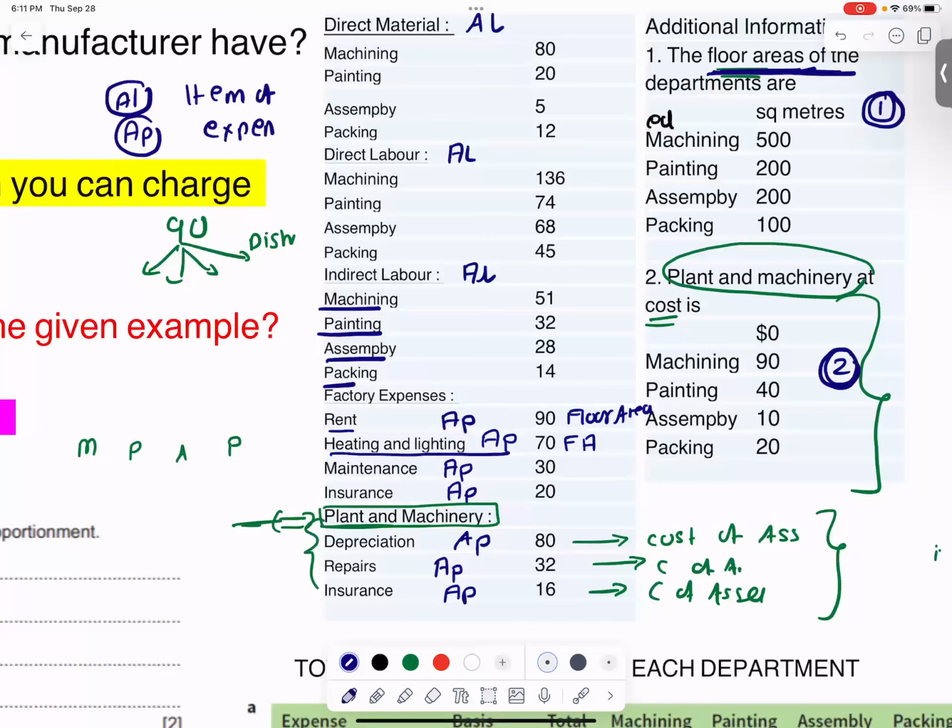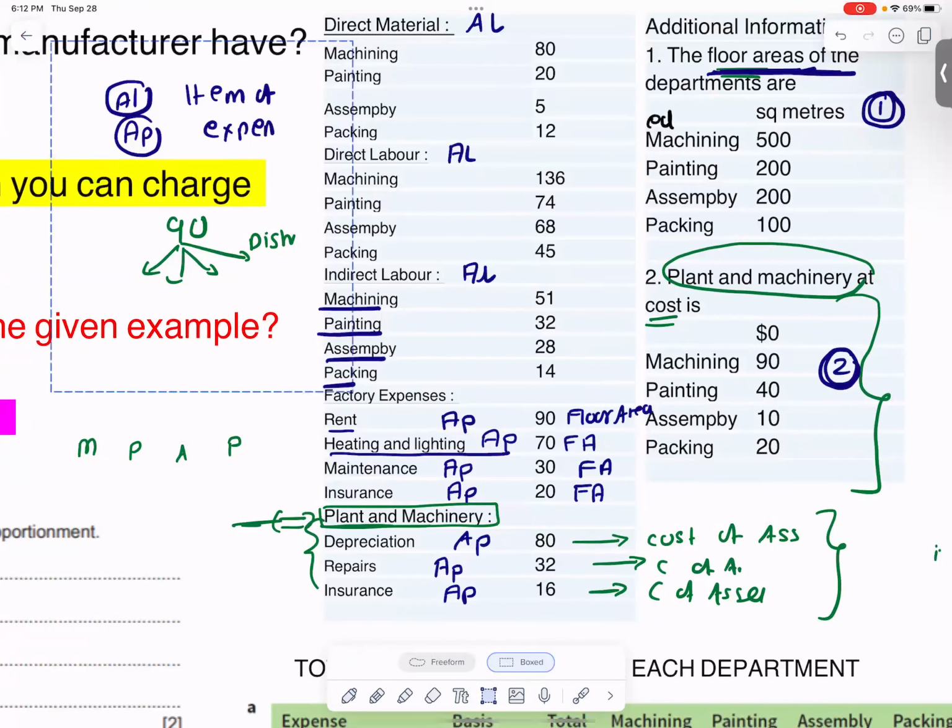Everything that was related to the asset, I decided to distribute on the basis of the cost of the asset, correct? Now the remaining things, how will I distribute? On the basis of floor area. So maintenance also floor area, insurance also floor area. Are you with me?